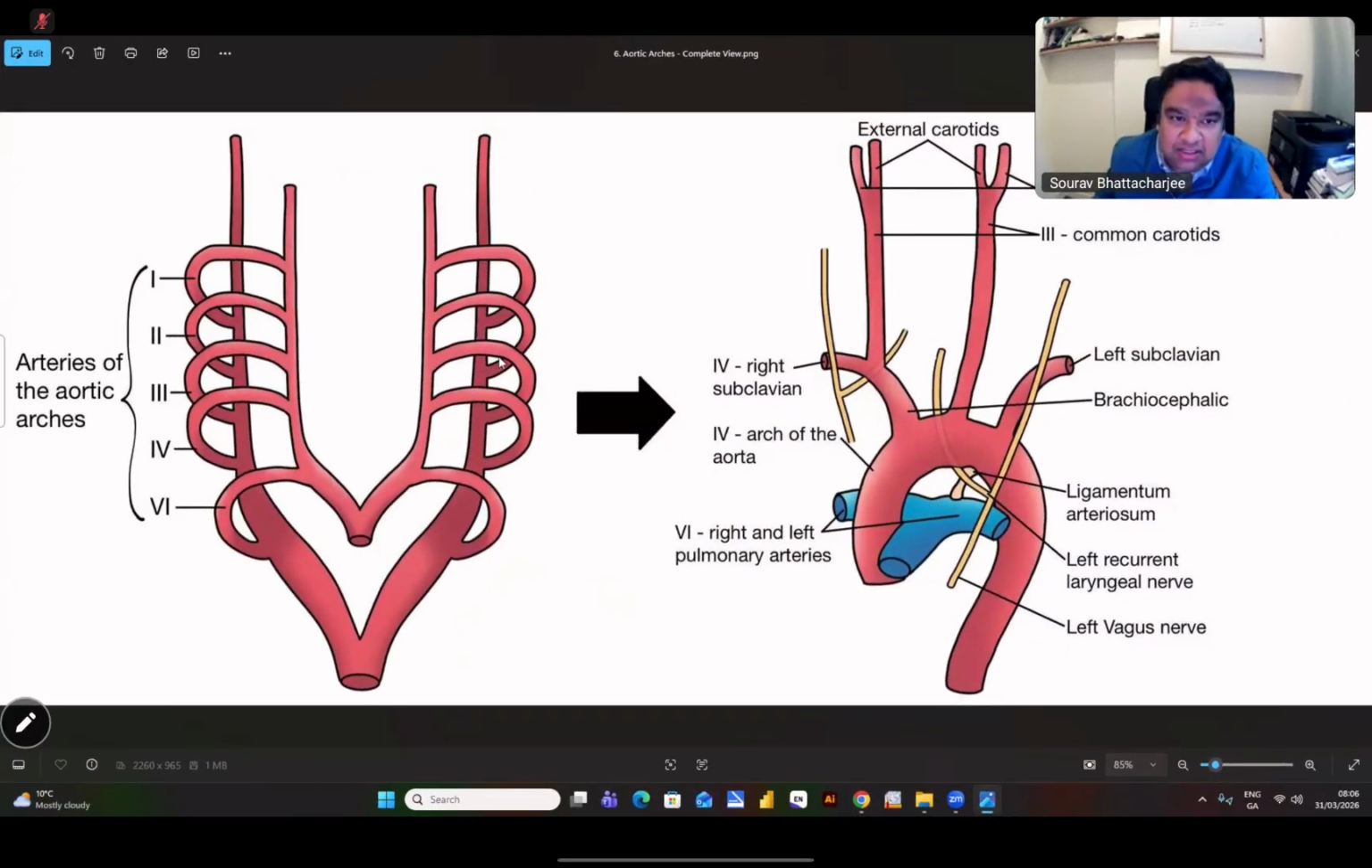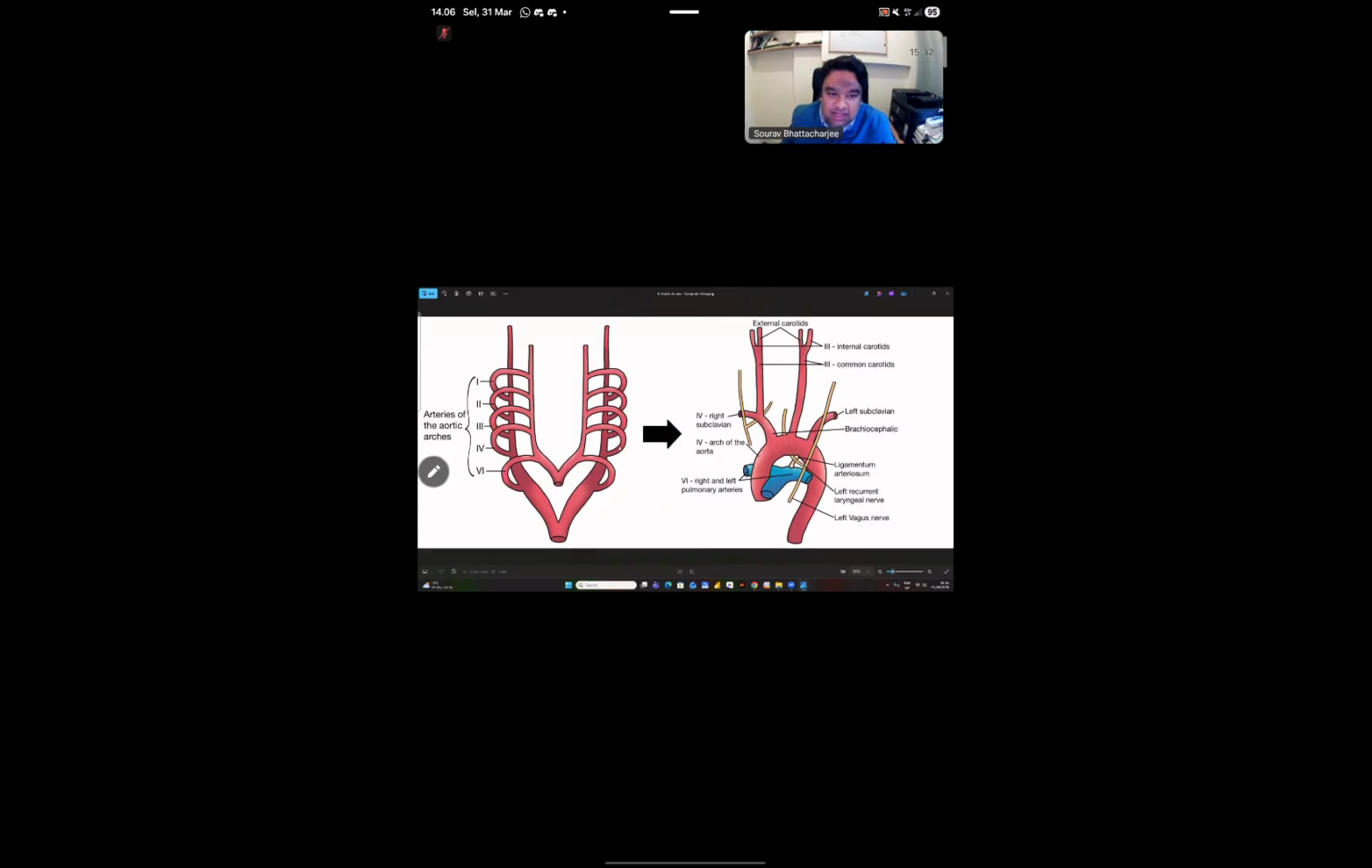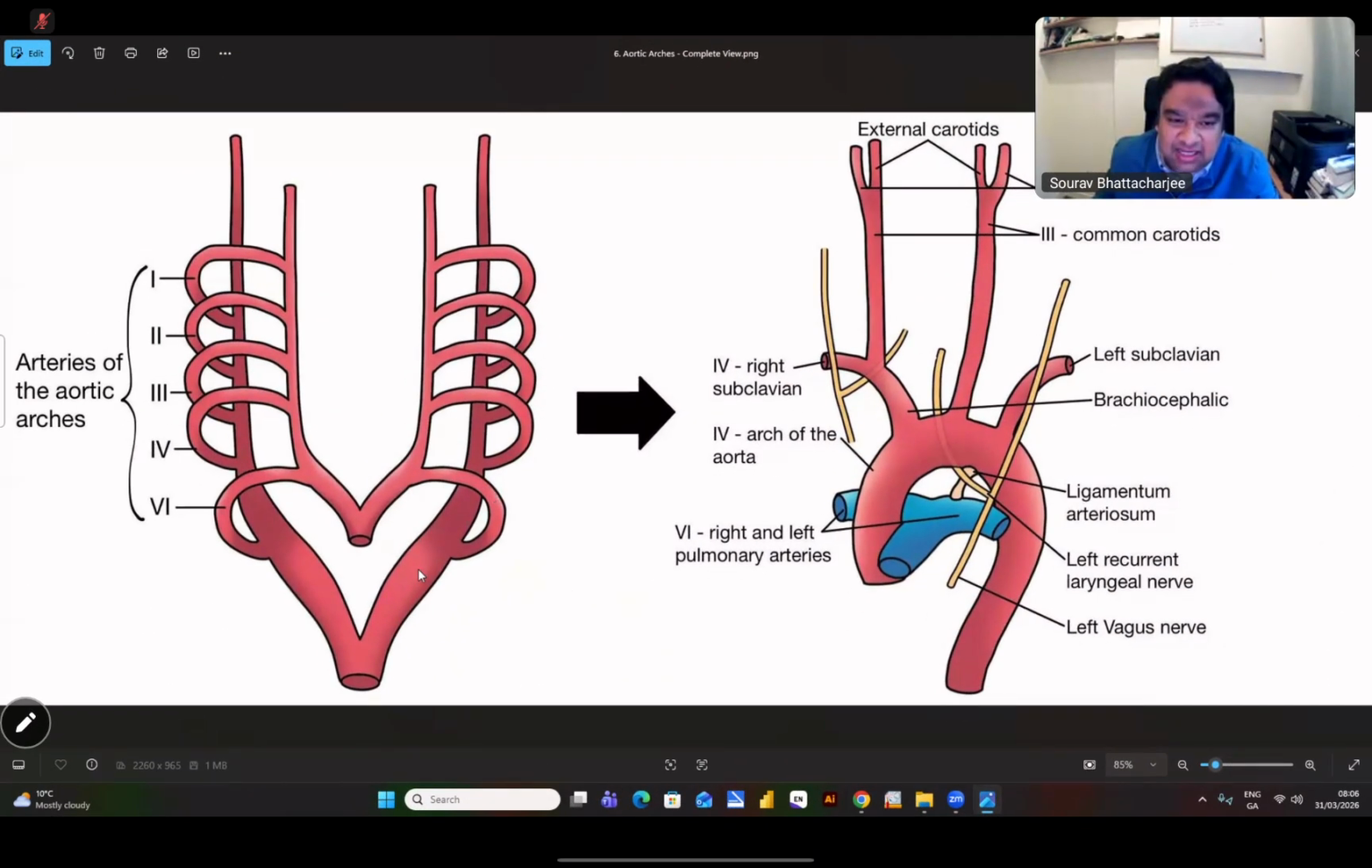Remember, this is number 1, number 2, number 3, number 4, number 5 is missing, and number 6. This is the ventral part, and this is the dorsal part. You have to understand this is 3D. This is the ventral, this is the dorsal part of the embryo, and somewhere between them will be the gut, the primordial gut developing. So these are the arches: 1, 2, 3, 4, 6, with 5 gone missing.